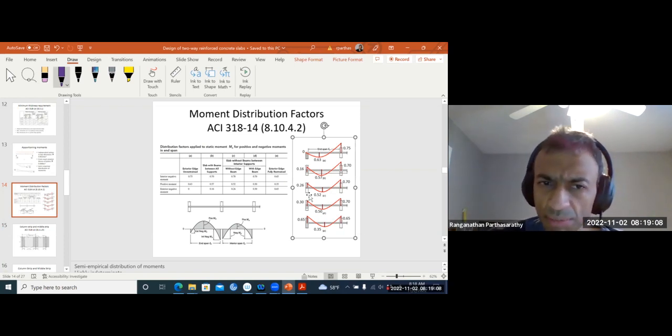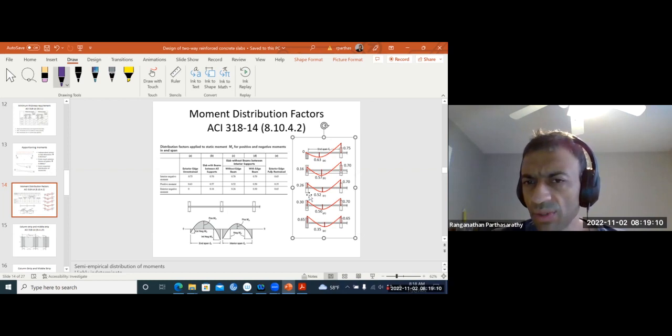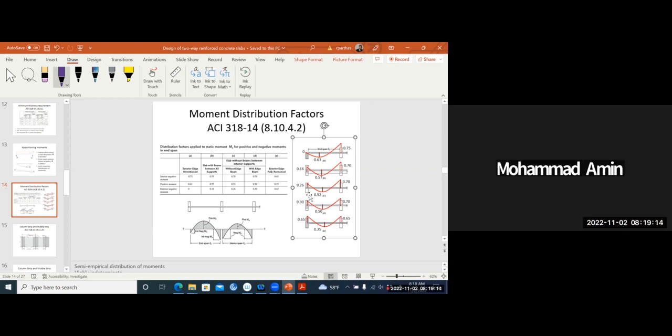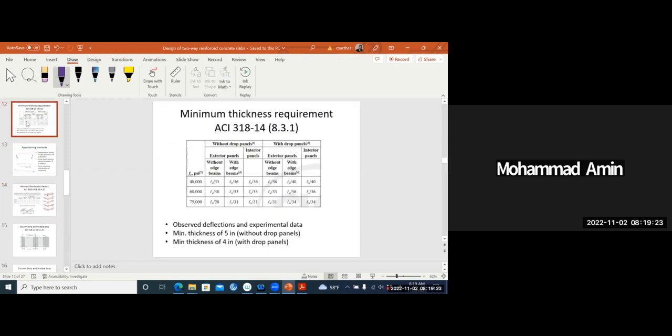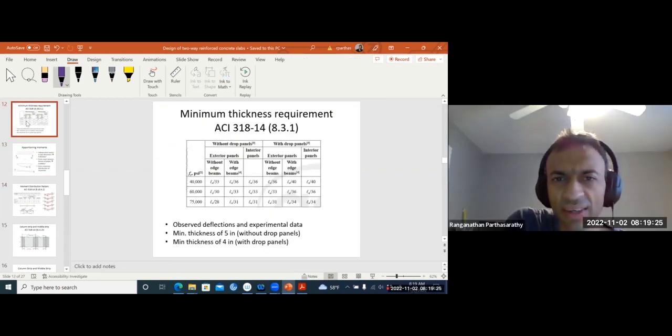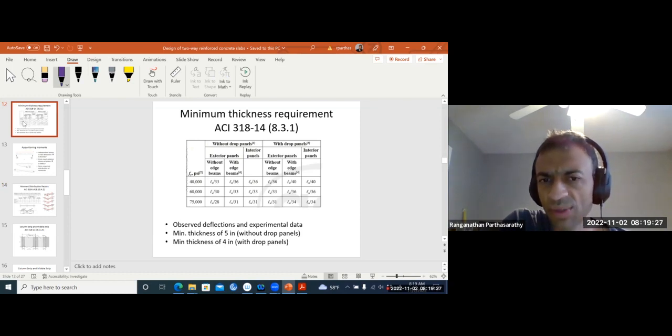So first step in the direct design method is to determine the... Dr. Nathan, excuse me. How do we calculate that twisting prevention of the other beams? Yes, we don't explicitly calculate that.